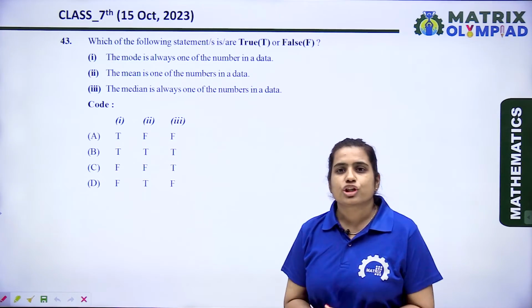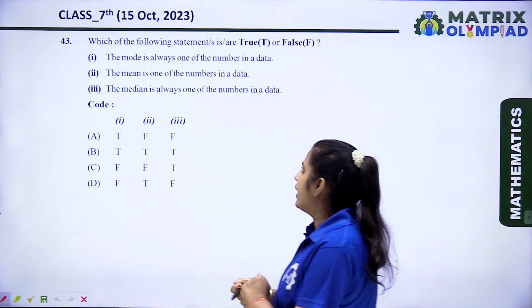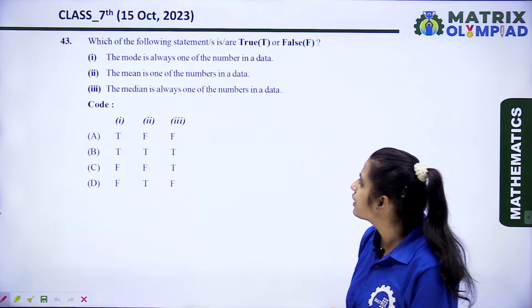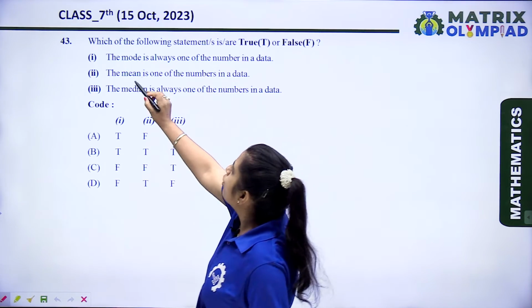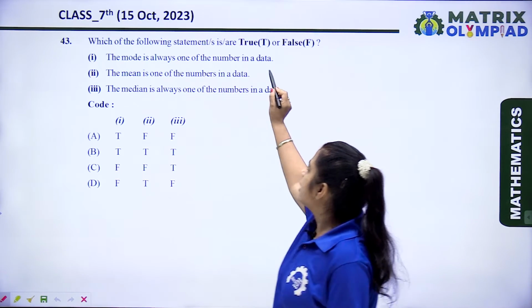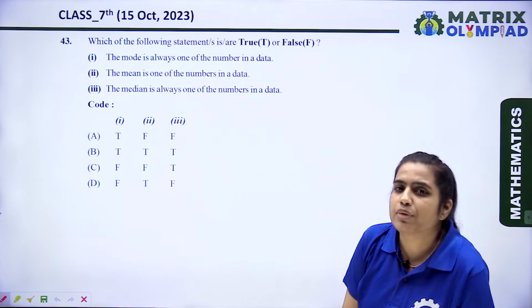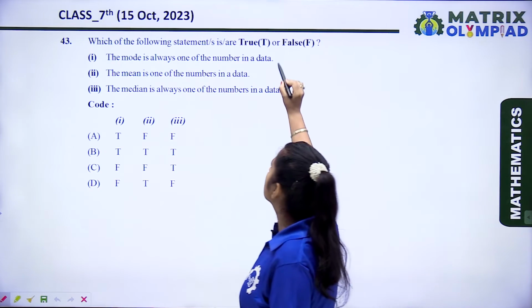Now the next question is question 43, and in this let's start with the first statement quickly and check whether this statement is true or false. The mode is always one of the numbers in the data. जो mode होता है वो हमेशा हमें data के अंदर ही number मिलता है. So this statement is true.